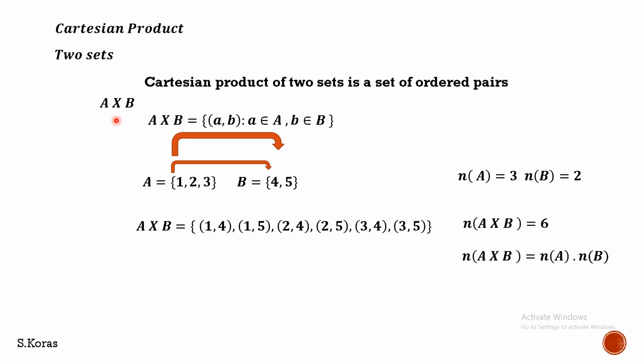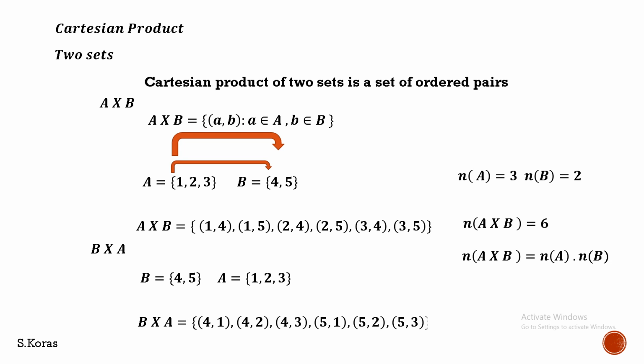Now let us try to find B cross A. What do we mean by B cross A? First let us write the set B first, that is {4, 5}. And let us take the next set, that is A, {1, 2, 3}. If we take the cross product for B and A, our result will be like this: 4 with 1, 4 with 2, 4 with 3, like that. After that 5 with 1, 5 with 2 and 5 with 3.